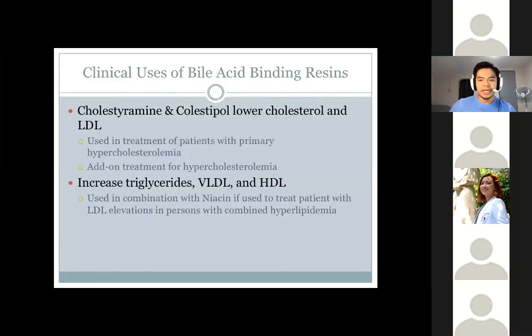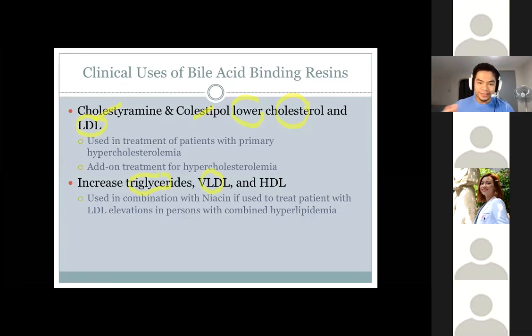So moving on, let's proceed to the clinical uses and effects of bile acid sequestrants. Actually, na-discuss ko na to. Cholestyramine and colesevelam, for example, lower cholesterol and LDL. Na-discuss ko siya kanina. However, distinct to bile acid sequestrants, they can increase triglycerides and VLDL levels.